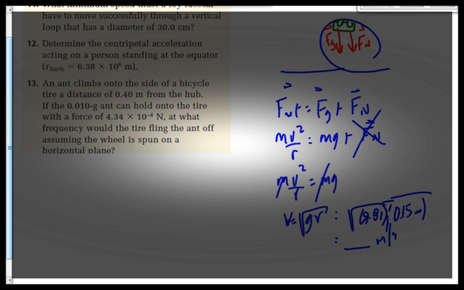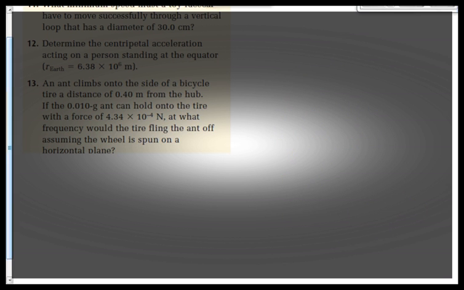Okay. Oh, 12, yes, that's a good question. Somebody asked me about that before class. That's a great question. How many people got that question? Just a couple, eh? That's a hard question, at least it seems it when you're trying to do it on your own. The centripetal acceleration acting on a person standing at the equator. Here's the acceleration. It's v squared over r.